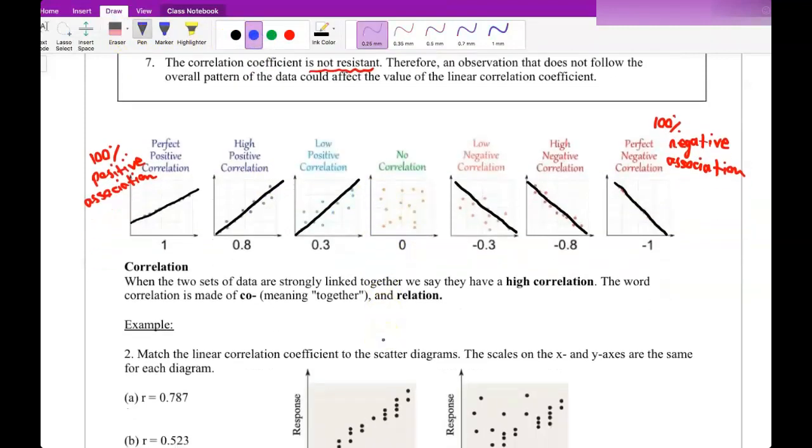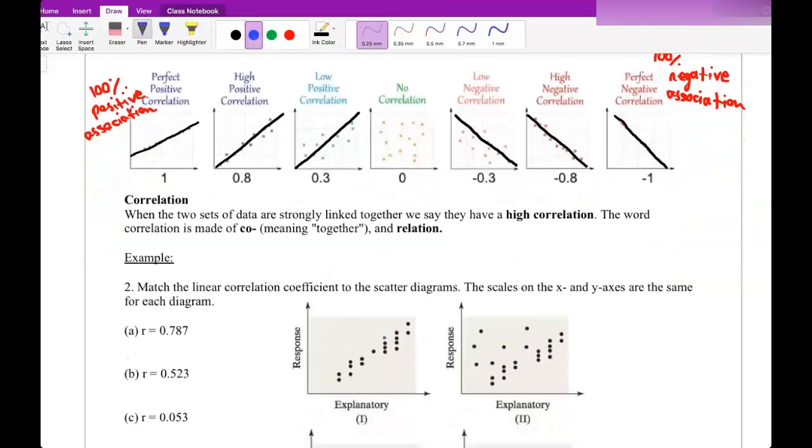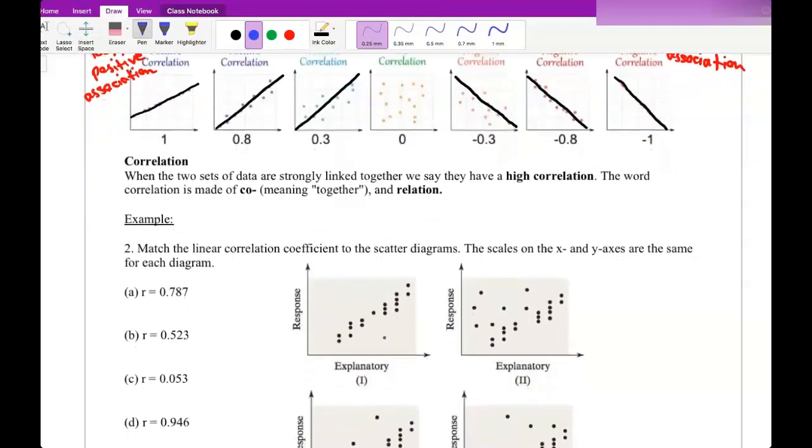So no correlation for that part. Now correlation, when the two sets of data are strongly linked together, we say they have a high correlation. So we cover that part. The word correlation is made of "co," meaning together, and "relation."